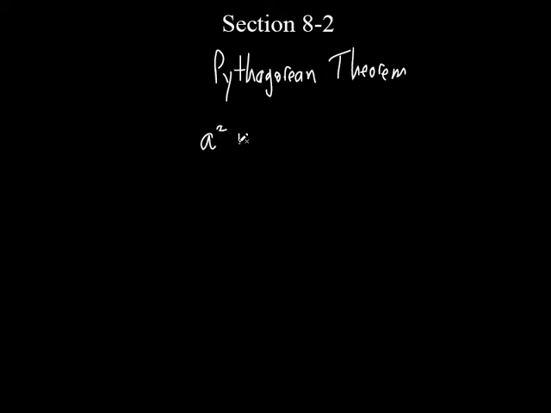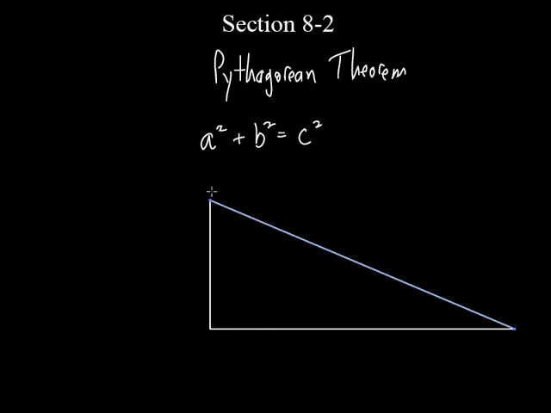You remember this? A squared plus b squared equals c squared. Well, what in the world does that mean? Okay, it's easy to remember. It's just as easy as ABC, right? That's how I always say it. It's as easy as ABC. A squared plus b squared equals c squared.